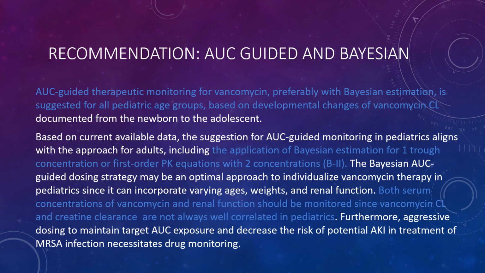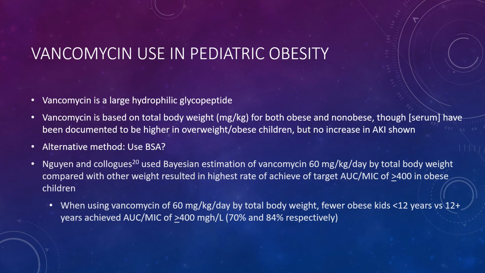We want to make sure we use both trough and peak instead of one or the other, and so that will be helpful. And you want to make sure you're always monitoring serum concentrations and renal function, especially in this population. As we know, vancomycin is a large hydrophilic glycopeptide. Dosing is based on total body weight for both obese and non-obese, but serum concentrations have been documented to be a little bit higher in the overweight/obese population, but there's no increase in AKI.